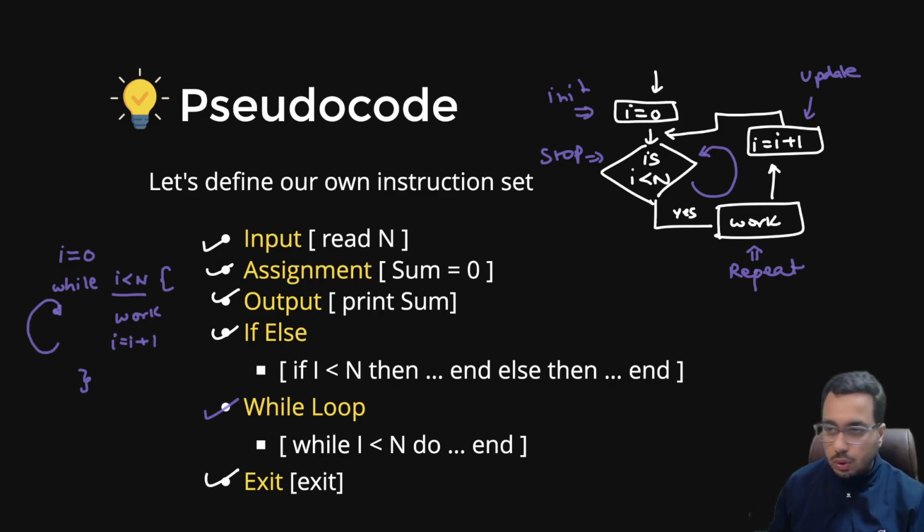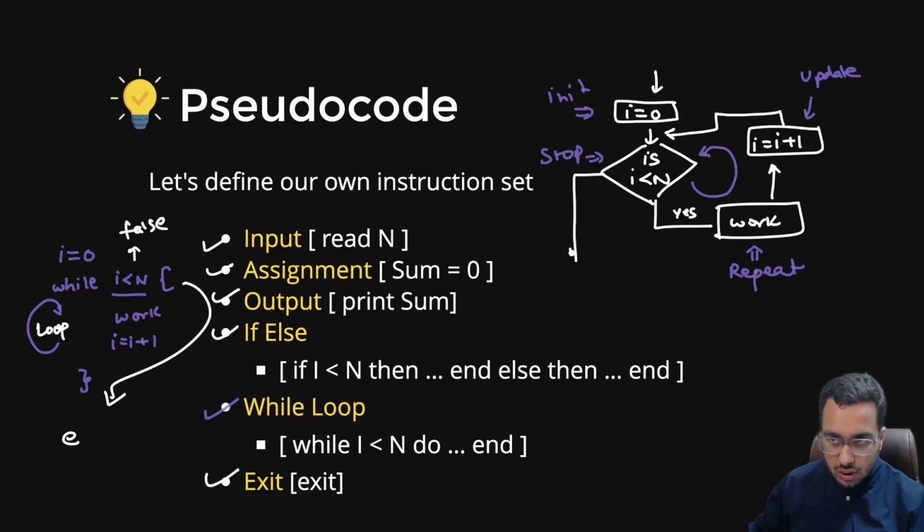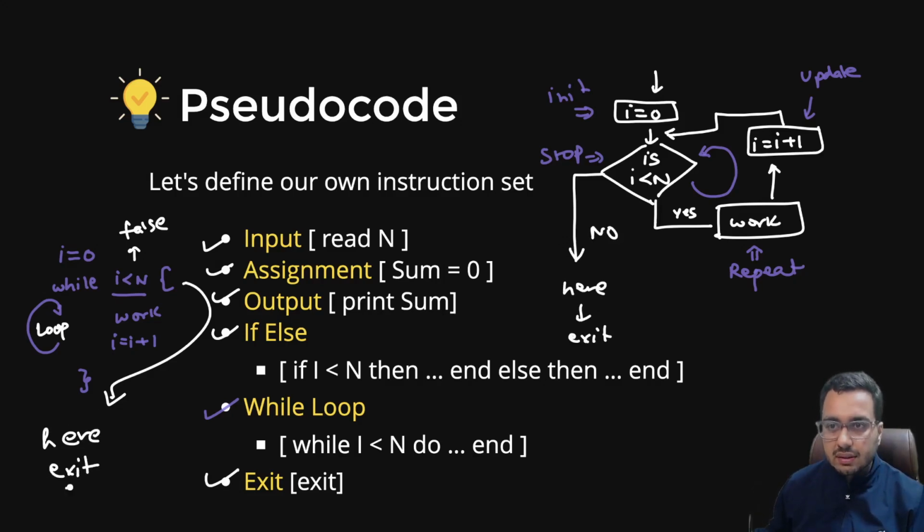This part of the code is running again and again until this condition is false. So you do some work, you increment i, you again go here, you check the condition, you do some work, you again come here, and once this condition becomes false, you come out of the loop and you end here. If this condition is false, that means no, you come here and then you say exit.